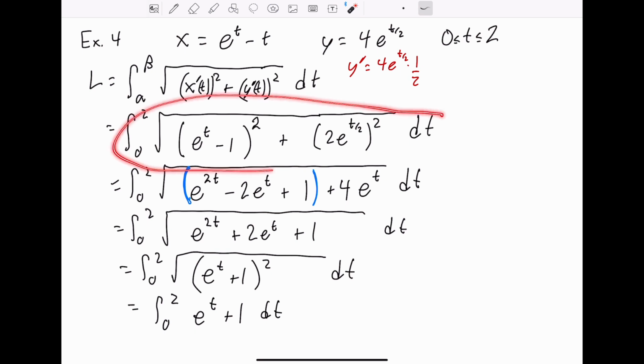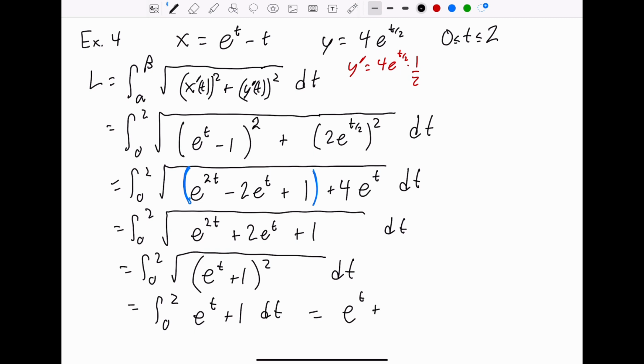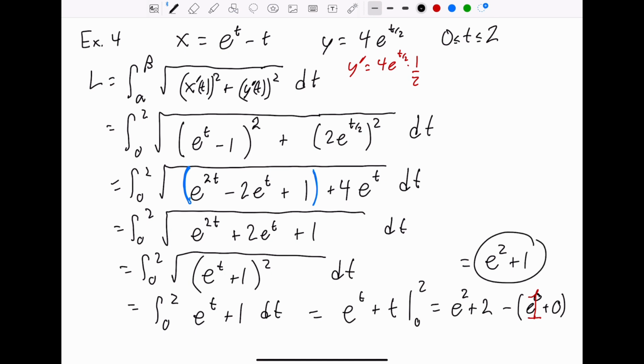We had really a very unpleasant looking integral to begin with, and after a bit of algebraic simplification, it's quite nice. So the antiderivative of e to the t is e to the t, plus the antiderivative of 1, that's t. We're integrating from 0 to 2, so this is e squared plus 2 minus e to the 0 plus 0. E to the 0 is 1, so we have minus 1 here, and our final answer for the arc length is e squared plus 1. That is the length of the arc of this curve from t equals 0 to t equals 2.